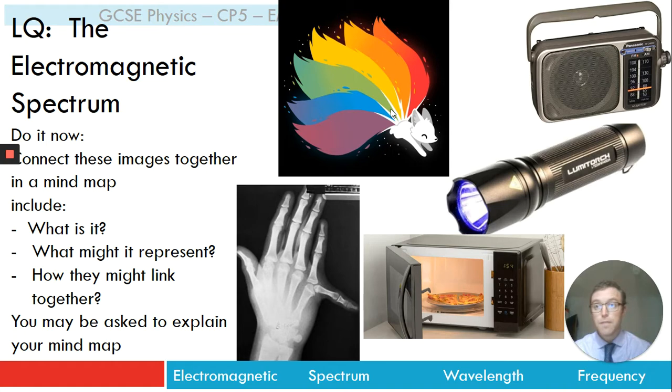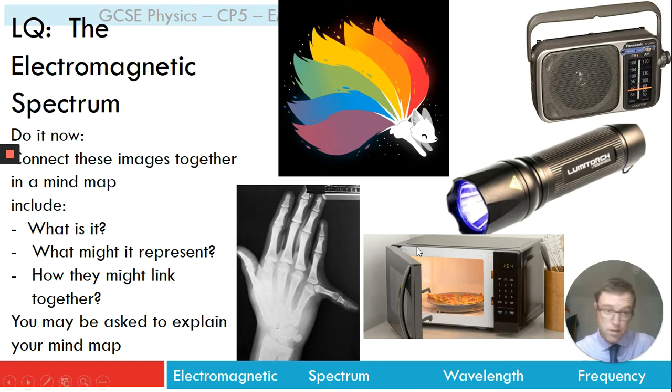The electromagnetic spectrum. What I'd like you to do, this is a little bit of thinking outside the box for some of these images, but quickly on an A4 page, if you could write down what each of these images is of. So what is the image? What might it represent, or what could we use it to represent? And how could they all link together? And it's probably got something to do with the LQ, let's face it.